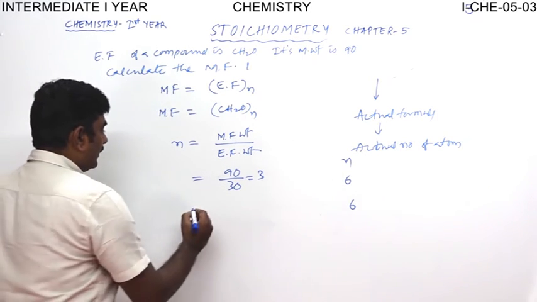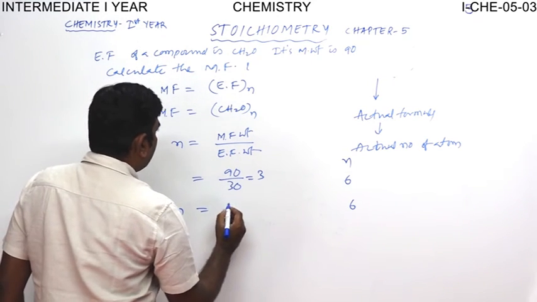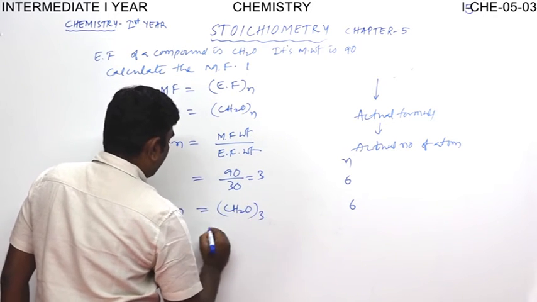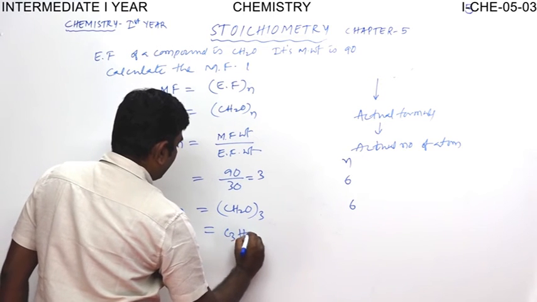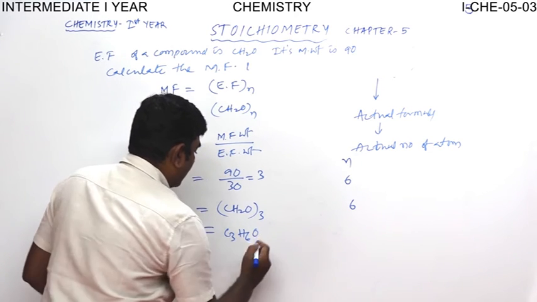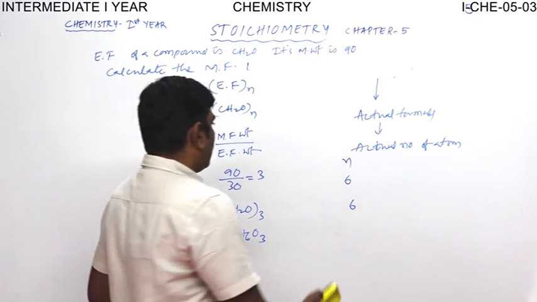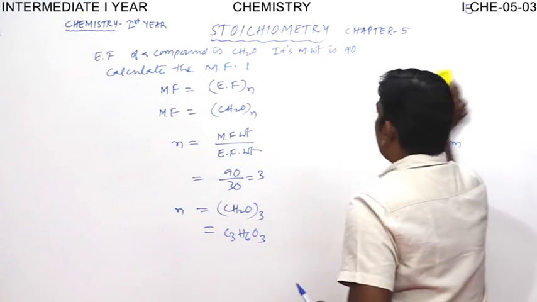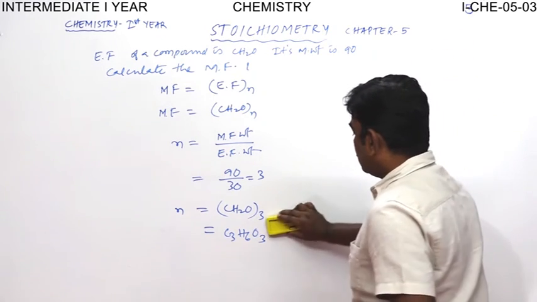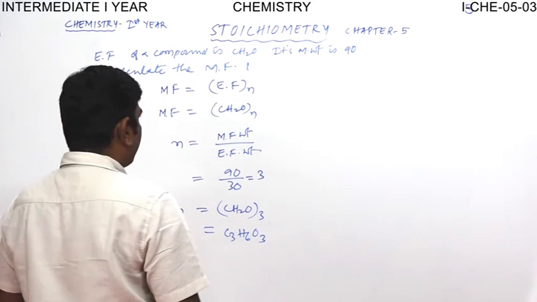Is the answer 3? Now I am substituting here. N is equal to 3. What is the formula? CH2O taken N, that is C3H6O3. This is the molecular formula of the given compound. The empirical formula is CH2O and its molecular weight is 90. So this is the relation between empirical formula and molecular formula.